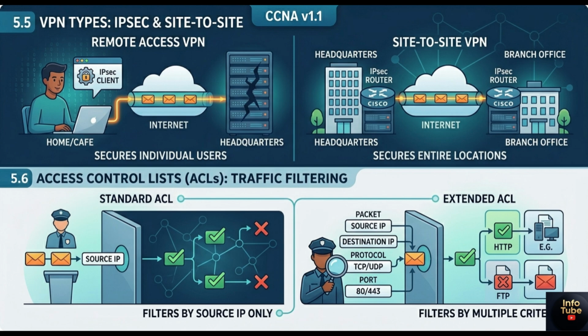Extended ACLs, much more powerful. They can filter based on source and destination IP, as well as protocol, like TCP or UDP, and port numbers, like web traffic or email. Verification. We use the command show access-lists to see if our rules are catching the right traffic.